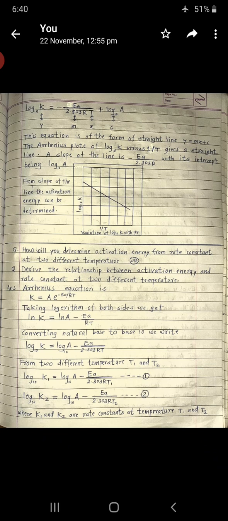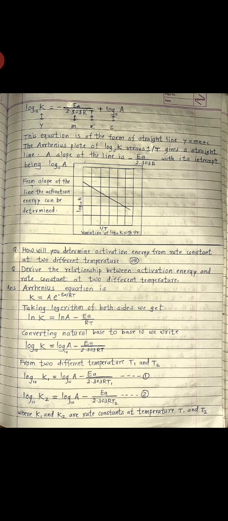The graph of Arrhenius equation, that is log to the base 10 k versus 1 upon T, gives a straight line. When a graph of log to the base 10 k is plotted with 1 upon T, inverse of temperature, it gives a straight line, and the slope of the line is minus Ea upon 2.303 R. The slope gives a negative value, with its intercept being log to the base 10 A. Intercept on the y-axis indicates log to the base 10 A.